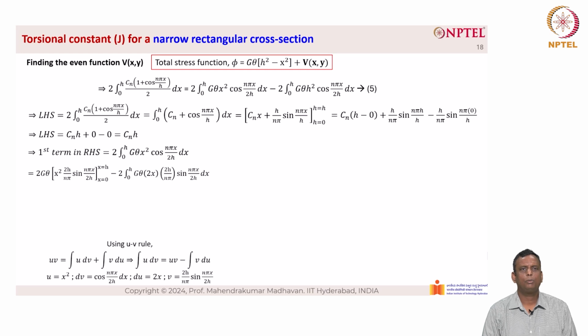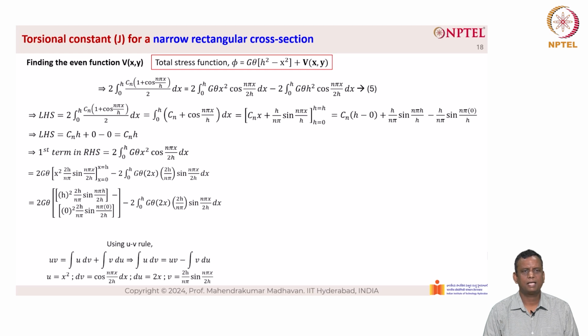So this can be evaluated using the UV rule. So integral UdV equal to UV minus integral of VdU. So we have U equal to x square, dV equal to cos n pi x by 2h into dx. So dU equal to 2x and V equal to 2h by n pi into sin n pi x by 2h. So when we substitute that, we get the above equation here, and the limits are applied x equal to 0 to x equal to h. When we further simplify it, the second term or the lower limit actually is 0, and then we have 4g theta into h cube by n pi minus 4g theta into integral 0 to h of x into 2h by n pi into sin n pi x by 2h into dx.